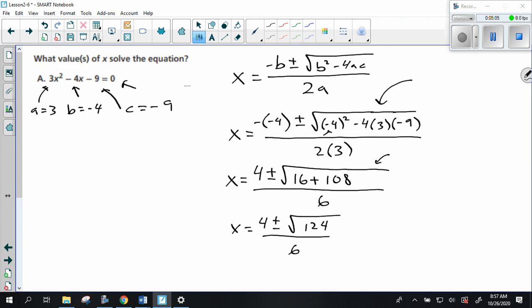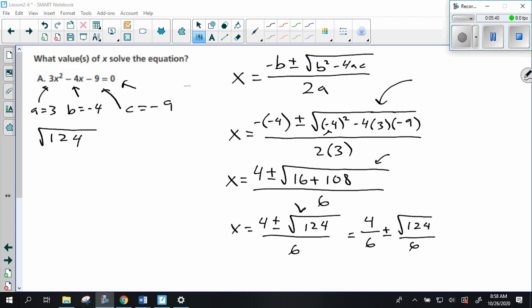We're going to want to simplify this radical. But before I do that, I'm going to break this into two pieces. I'm going to call this 4/6 plus or minus the square root of 124 divided by 6. I can split that up in that way if I'd like. But let's look real quick at how to simplify the square root of 124, because we're going to need to do that in order to express our answer in the most simplified form.